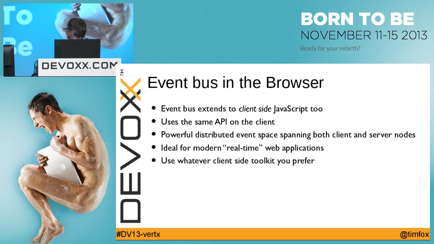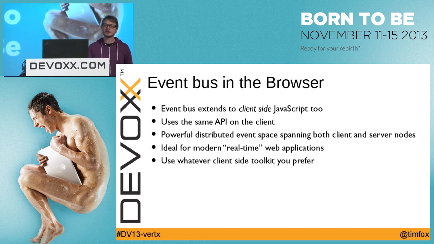And we take the event bus a step further still, so we can extend it into client-side JavaScript too. You can use the same API in your JavaScript running in Firefox or Chrome or whatever to send and receive messages on the event bus in client-side JavaScript too. And I'll show you that in just a second. So this is leading towards making Vert.x a very good choice for so-called real-time web applications. By real-time, I mean very responsive, modern-style web applications pushing data from the server to clients.